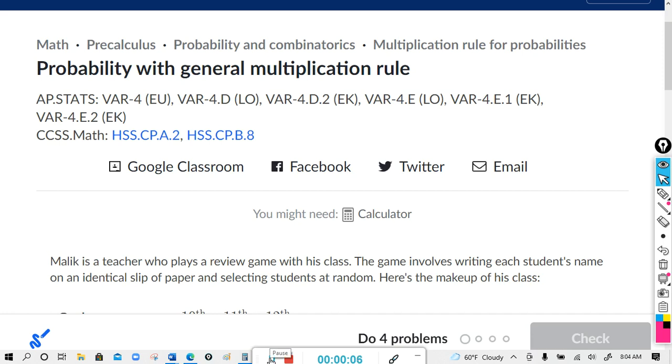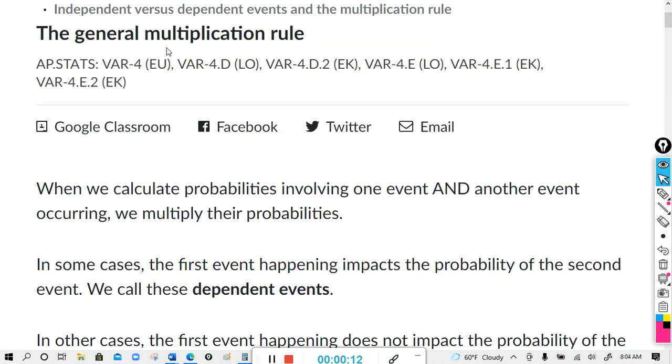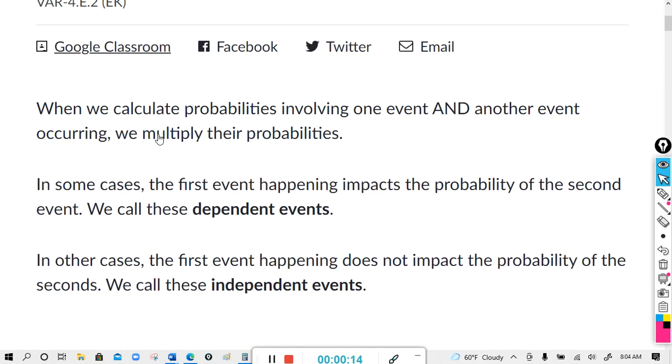This will be for the con assignment, probability with general multiplication rule. Okay, so the general multiplication rule. When we calculate probabilities involving one event and another event occurring, we multiply their probabilities. In some cases, the first event happening impacts the probability of the second event.